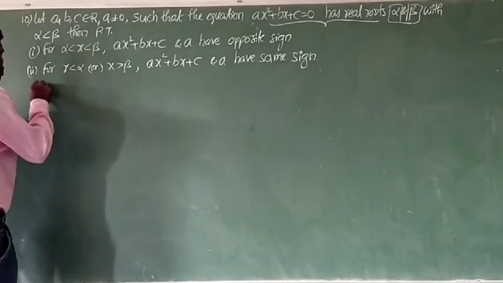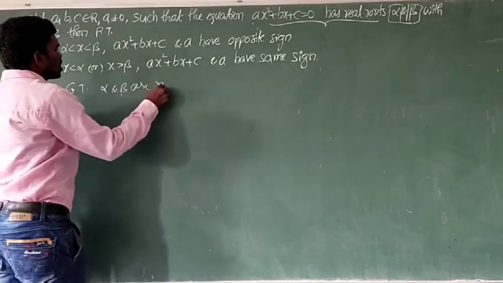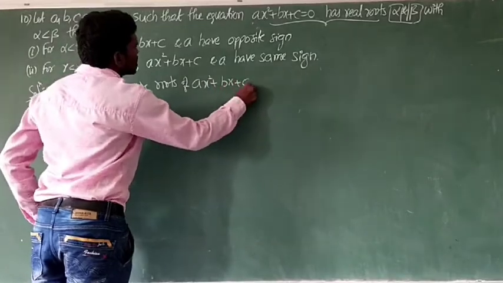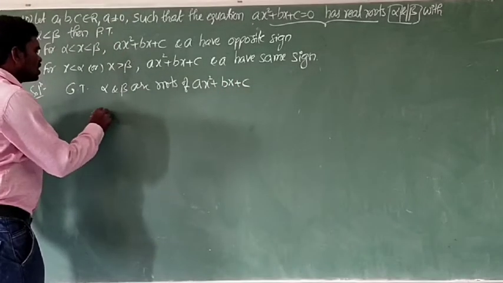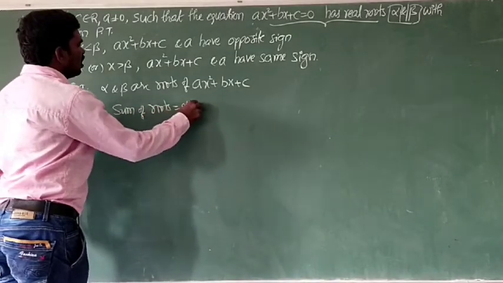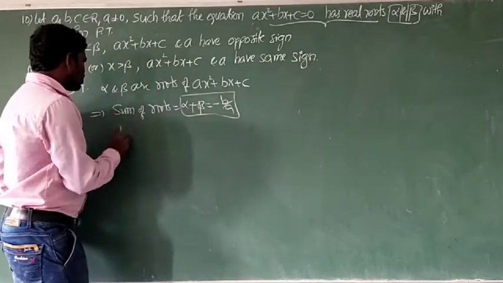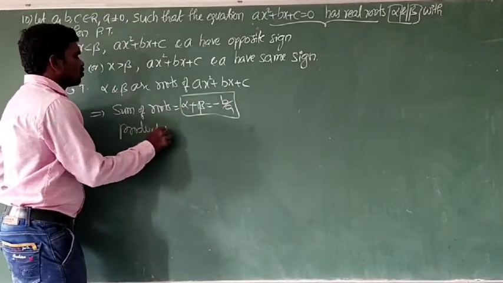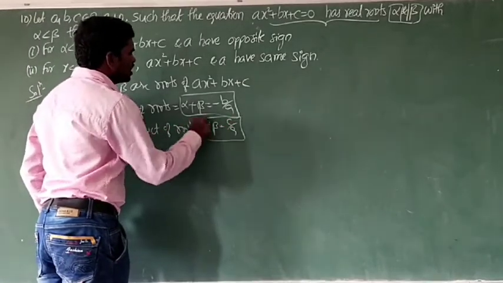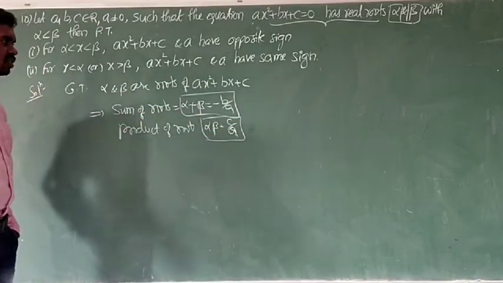Okay. So in the solution, given that alpha and beta are roots of ax square plus bx plus c. Then immediately, sum of roots: alpha plus beta is equal to minus b by a. And product of roots: alpha into beta is equal to c by a. These 2 conditions we know, based on the given condition that alpha and beta are the roots.